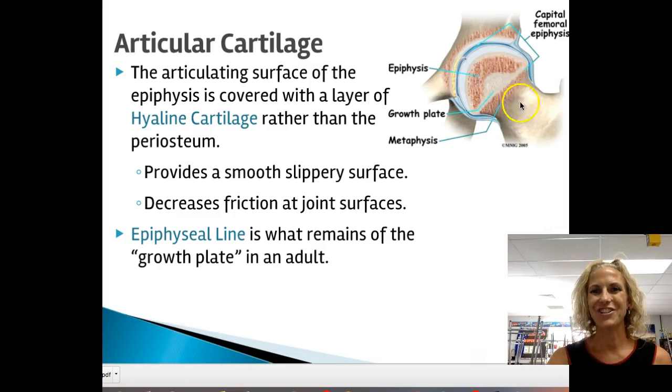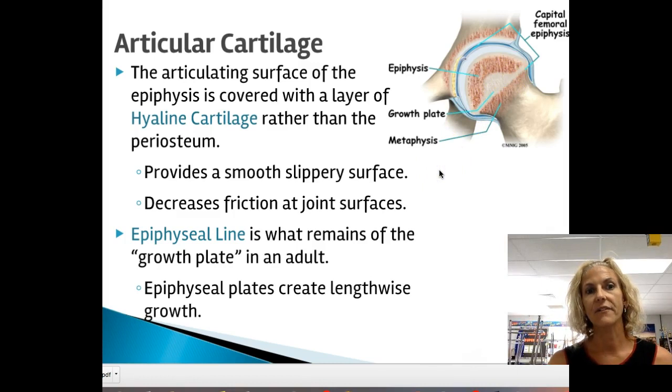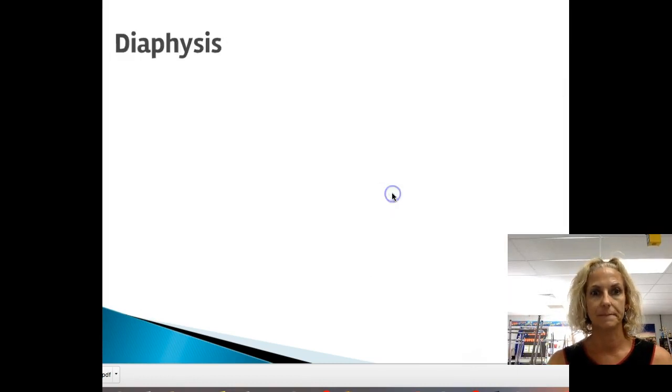And also in here we have the linear growth section, which would be the epiphyseal plate. And once you're matured and no longer growing taller, like me, you have an epiphyseal line. So that you can find in that epiphysis.